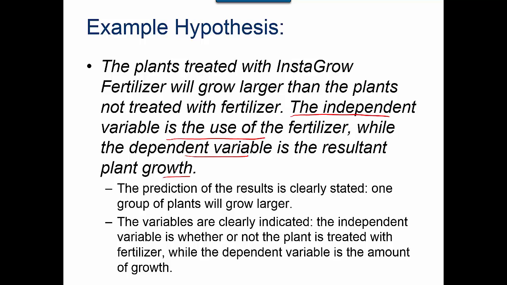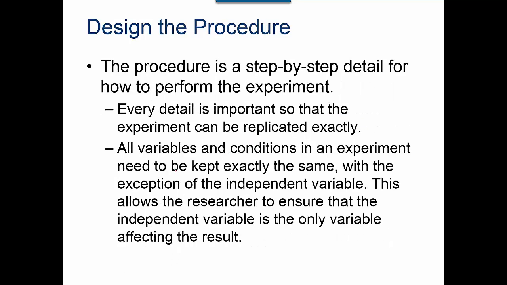So you're just going to flat out say the independent variable is this and the dependent variable is that. Step 3 is to design your procedure. And a procedure is where you get to your step-by-step details.